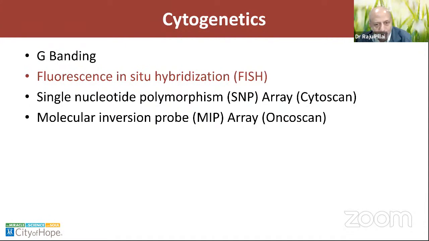And there are two types. One is a SNP array, which is used in fresh tissue, typically for CLL, myeloma, and leukemias. And then there is an FFPE-based assay called a molecular inversion probe. It's called OncoScan. That works from paraffin tissue, and that is the one that is more commonly used in lymphomas. I don't find it super useful.